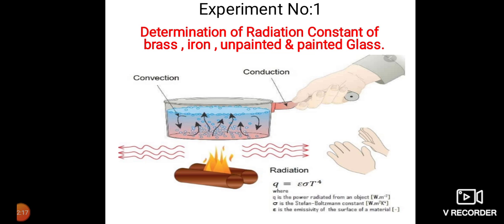Our experiment number 1 title is determination of radiation constant of brass, iron, unpainted and painted glass. You can see here one figure is represented where three things are shown: convection, conduction and radiation. So these are the three important parameters which we are going to learn today. The conduction means the transfer of heat from one object to another object. Here you can see that with the help of conduction heat is transferred to a human hand.